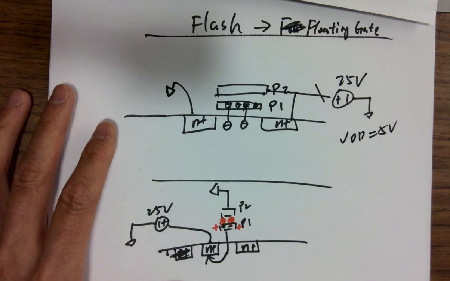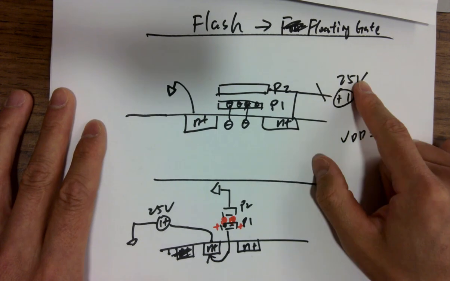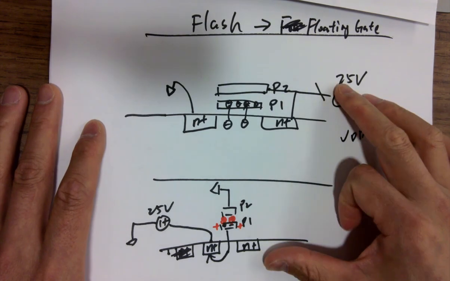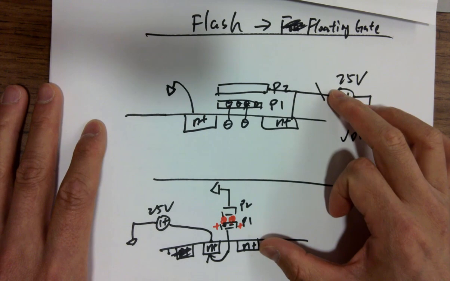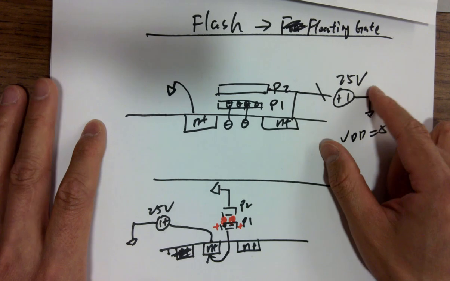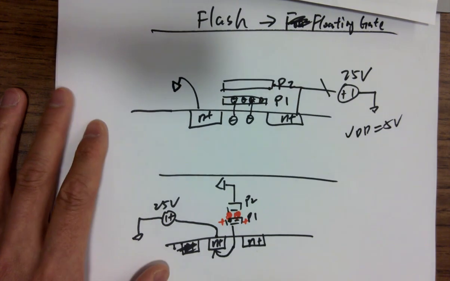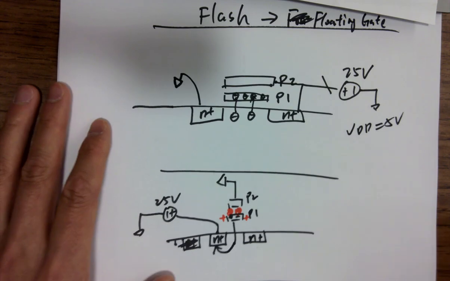So what's the technique you can use to boost the voltage? Charge pumps. So USB thumb drives have charge pumps to boost the voltage to 25 volts in order to do this write and read. All right, that's it for today.